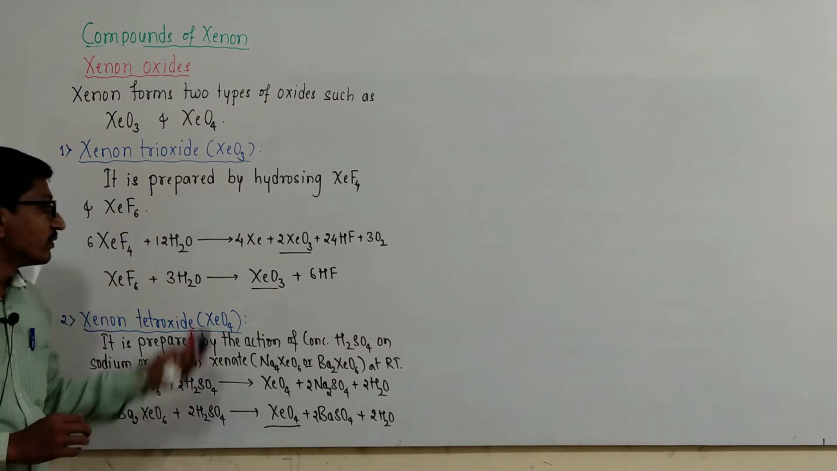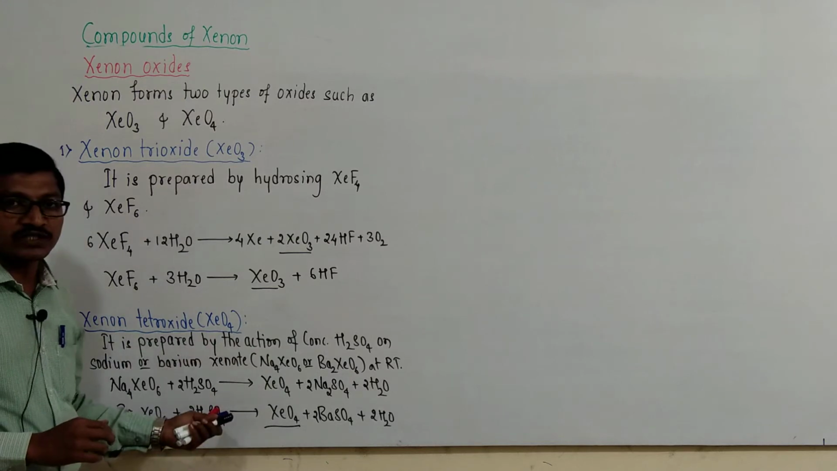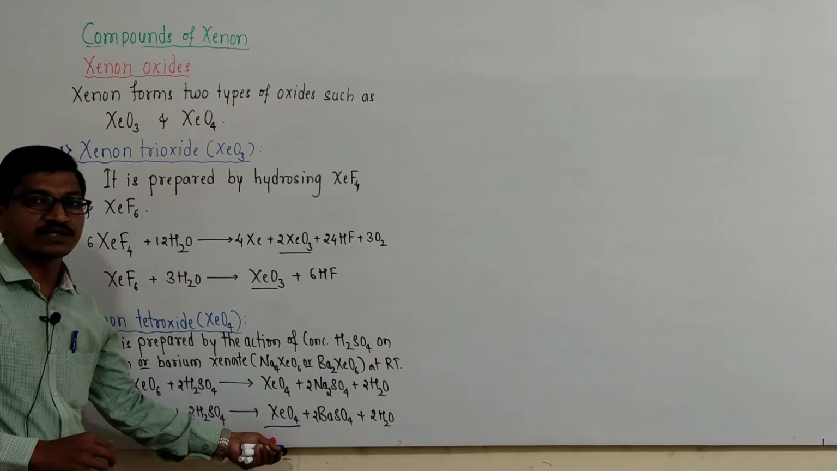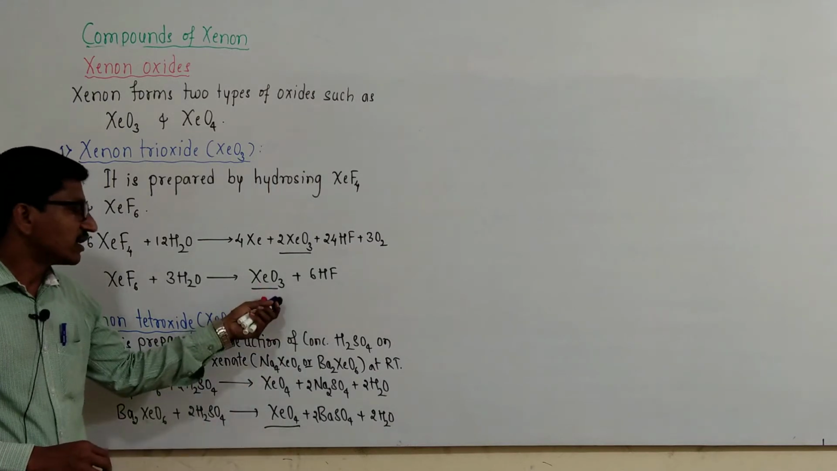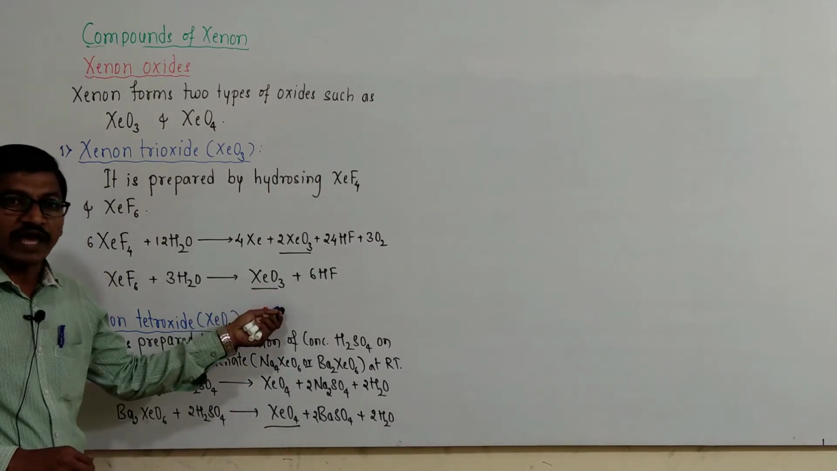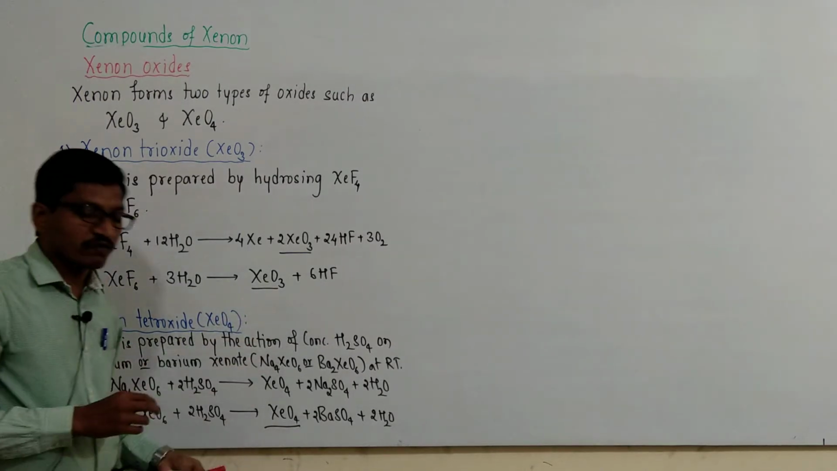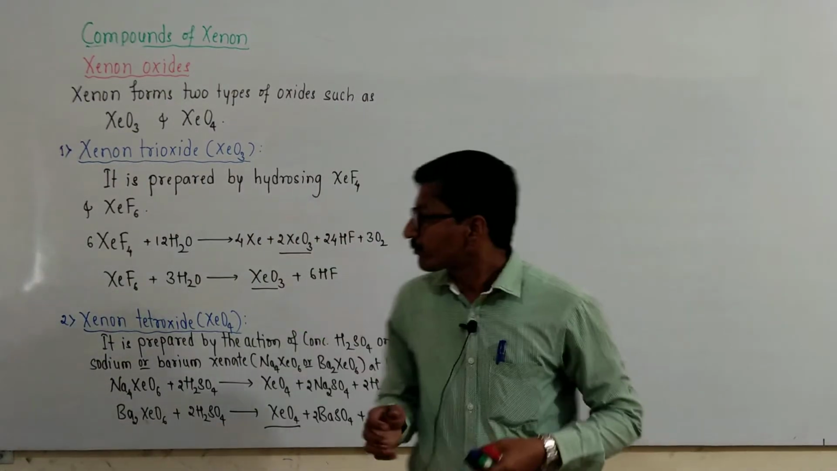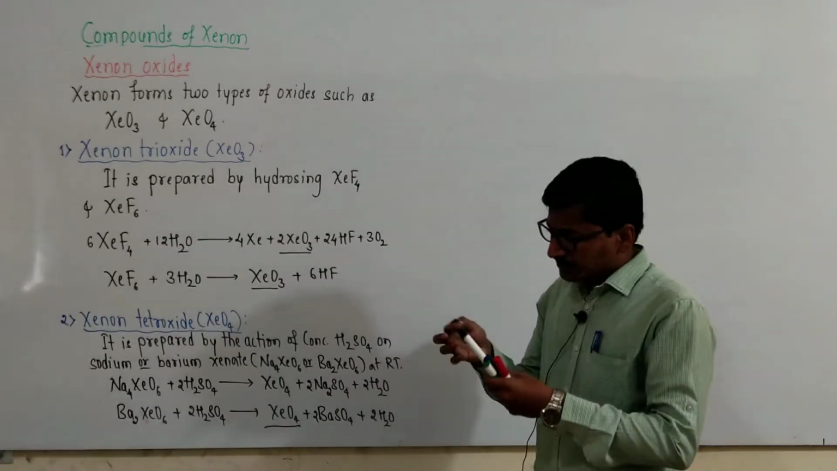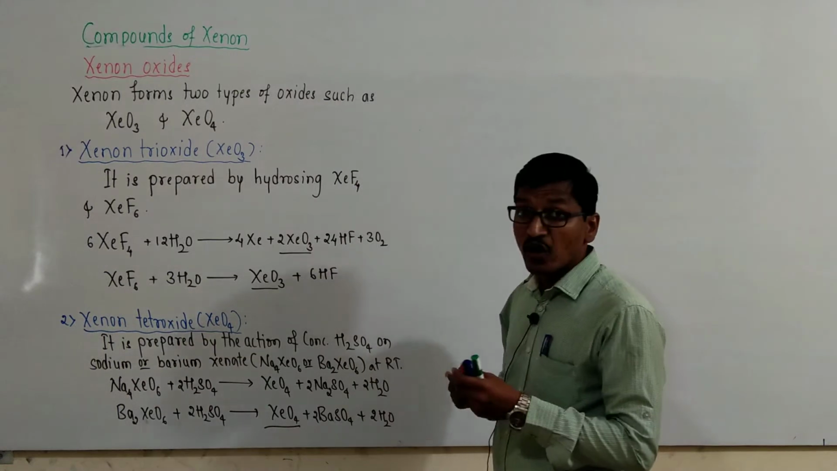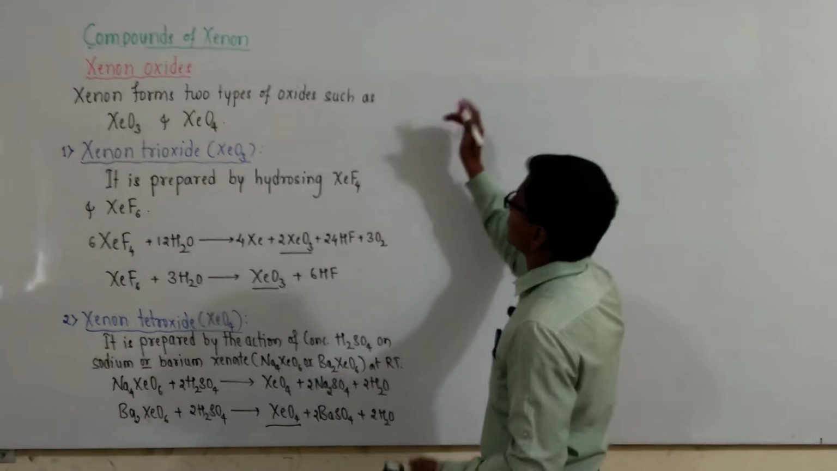These two are explosive solids, and the structure of XeO4 is tetrahedral, but the geometry differs from the actual structure of XeO3, which is due to the presence of one lone pair of electrons. We will see later. This completes the xenon oxides. Next one is xenon oxyfluorides.